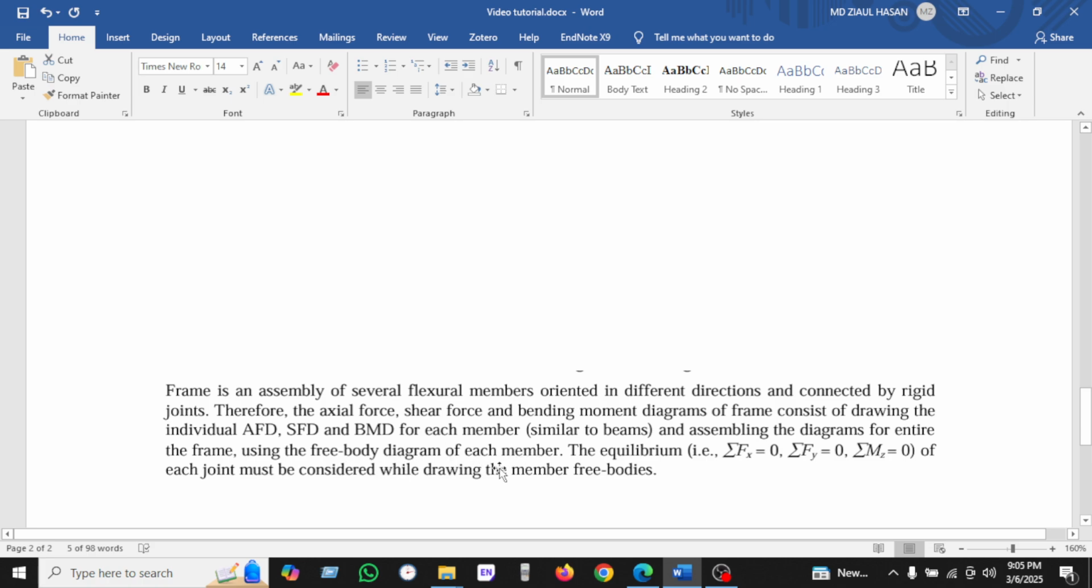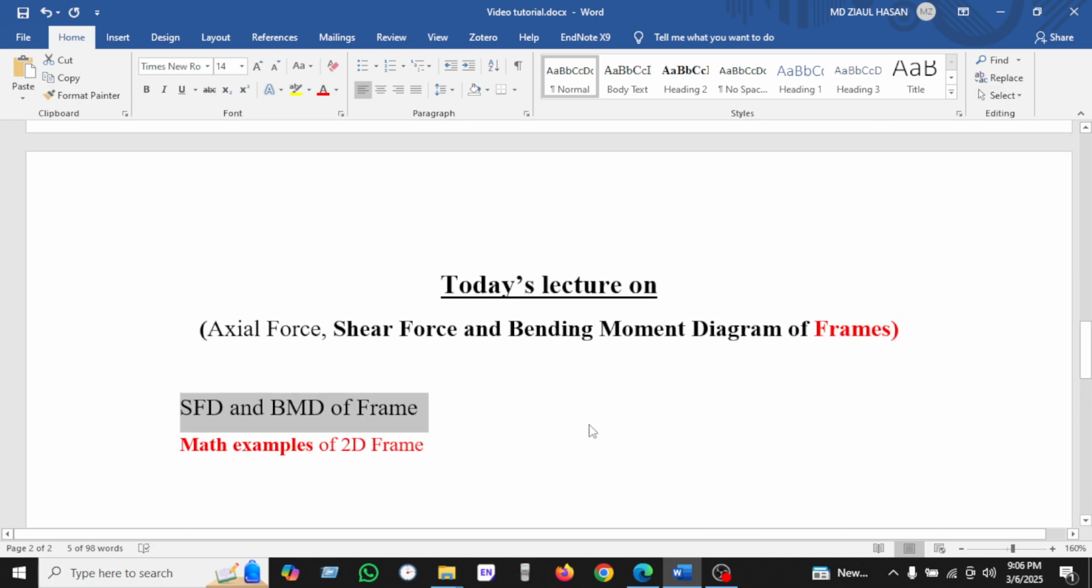We will use the free body diagram and the equilibrium equations. We know summation of Fx equal to 0, summation of Fy equal to 0, and summation of moment Mz equal to 0 of each joint must be considered while drawing the member free bodies. Okay, so let's start.